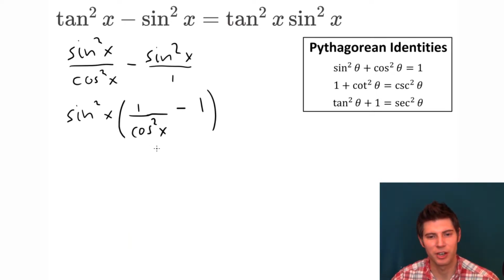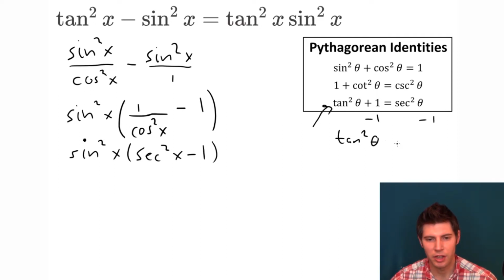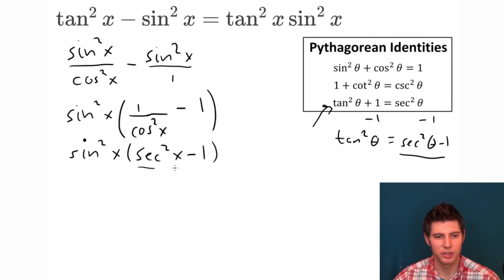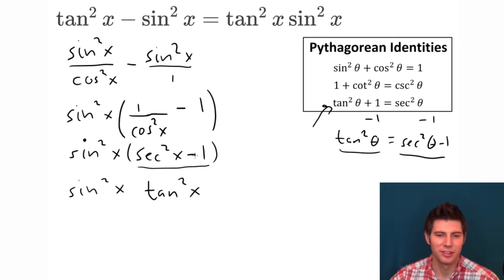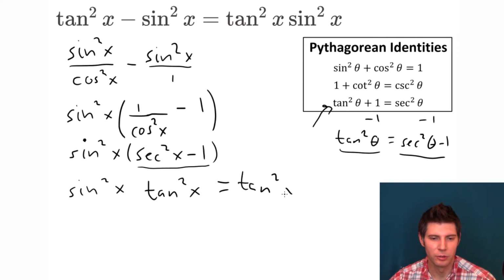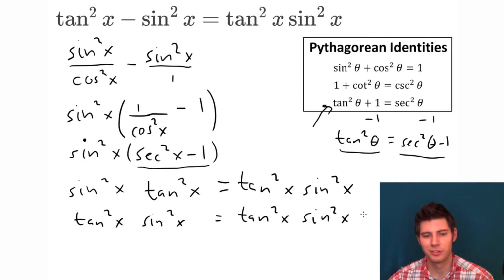And 1 over cosine squared x is secant squared x. Secant squared x, so if we take this bottom one right here and subtract 1 from both sides, we get tangent squared theta equals secant squared theta minus 1. So I can plug in for this secant squared x minus 1 a tangent squared, and then bring down the sine squared x. Now that is what we were trying to equal. The order doesn't really matter. If you want, you could show that last step. Just switch it, and we're done. So that was something new here where we ended up factoring out the sine squared.